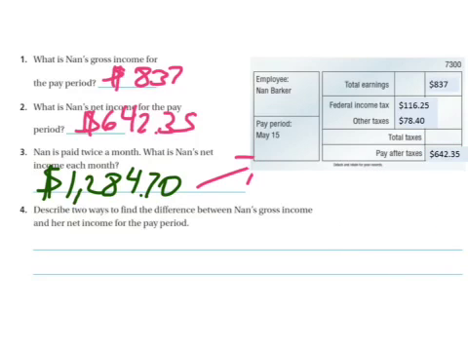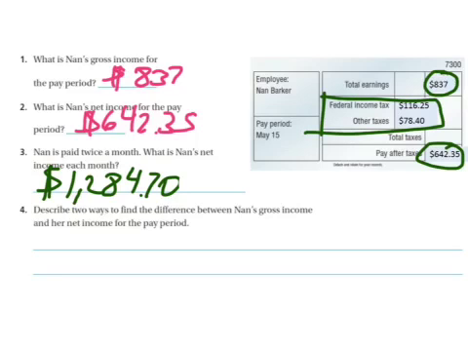All right, so the last question is, describe 2 ways to find the difference between Nan's gross income, that's this, and her net income for the pay period. We discussed this in class. One of the ways you can do it is just by subtracting those. The other way is, the difference between these two things is just the taxes. So you can also find that amount by just adding up the taxes, because that's what the difference is between the net and gross income. Okay, so those are the 2 ways, and hopefully this helps.